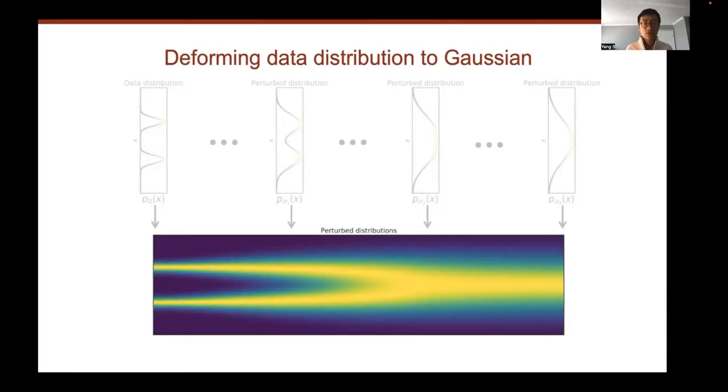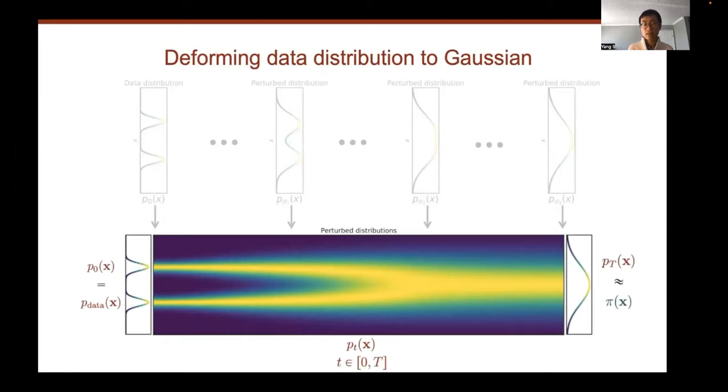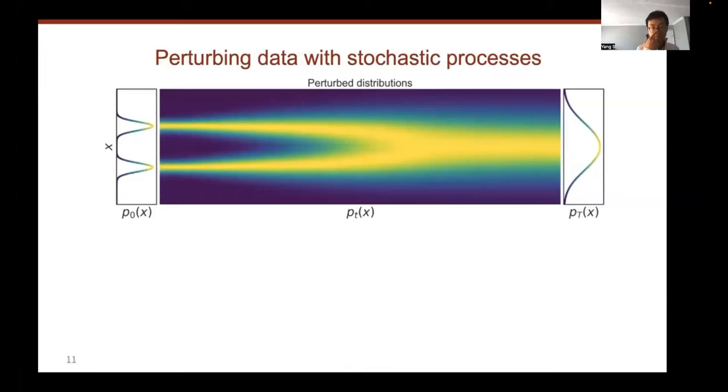So each distribution is denoted by p_t, where t is a parameter from 0 to capital T. p_0 is the same as the data density, and p_T contains a lot of Gaussian noise, so it's close to a simple Gaussian distribution. And remember that in generative modeling, we don't directly work with data distributions. Instead, we work with samples from those data sets. Given this homotopy, we also need to generate samples in order to train our models. So how do we do this?